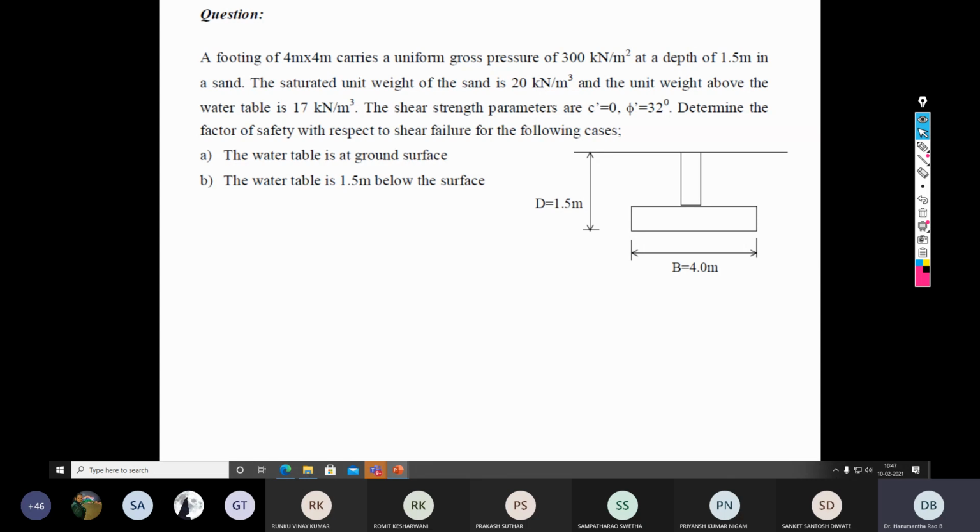Okay, so everybody please note down. This problem is addressing the impact of water table. You are asked to calculate the factor of safety with respect to shear failure when the groundwater table is at the ground surface and when the groundwater table is at the foundation level. Here in this case, because Df is 1.5 meter, it perfectly matches with the foundation level.